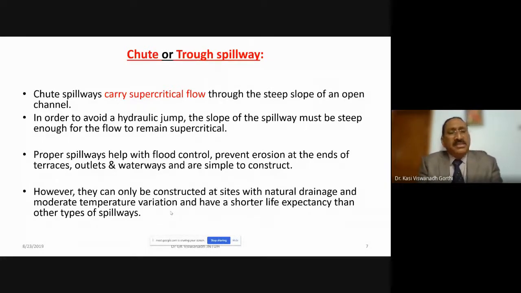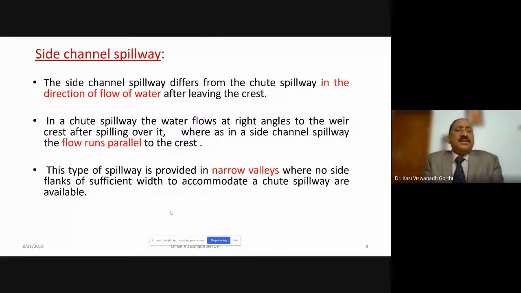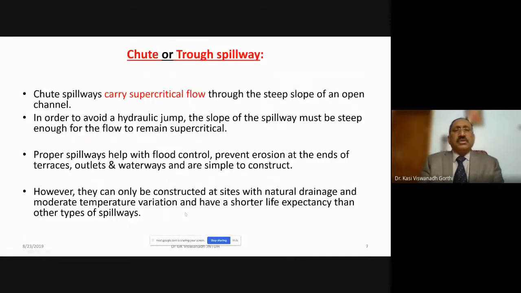Proper spillways help with flood control, prevent erosion at the ends of the terraces, outlets, and waterways, and are very simple to construct. However, they can only be constructed at the sites with natural drainage and moderate temperature variation, and have a shorter life expectancy than the other types of spillways. We have seen about the chute or a trough spillway.